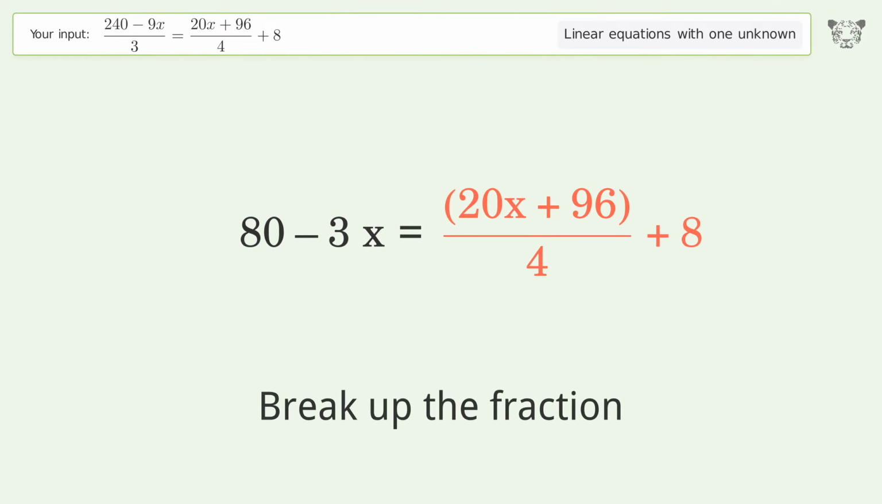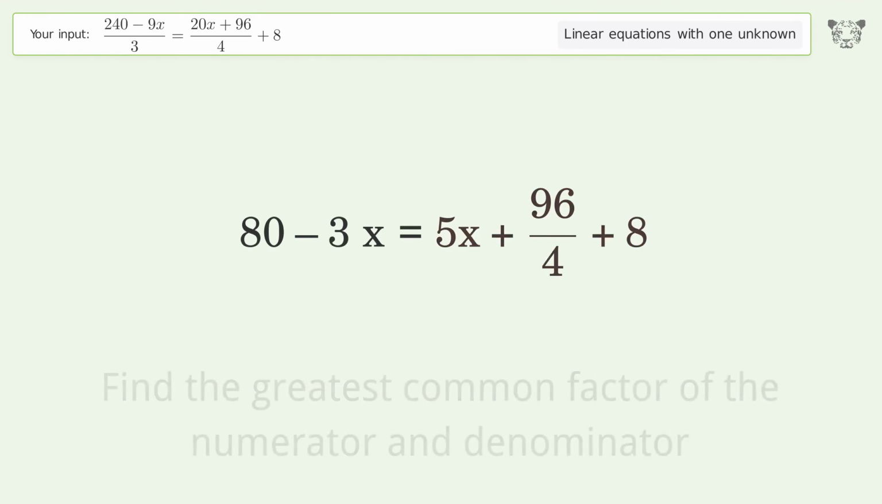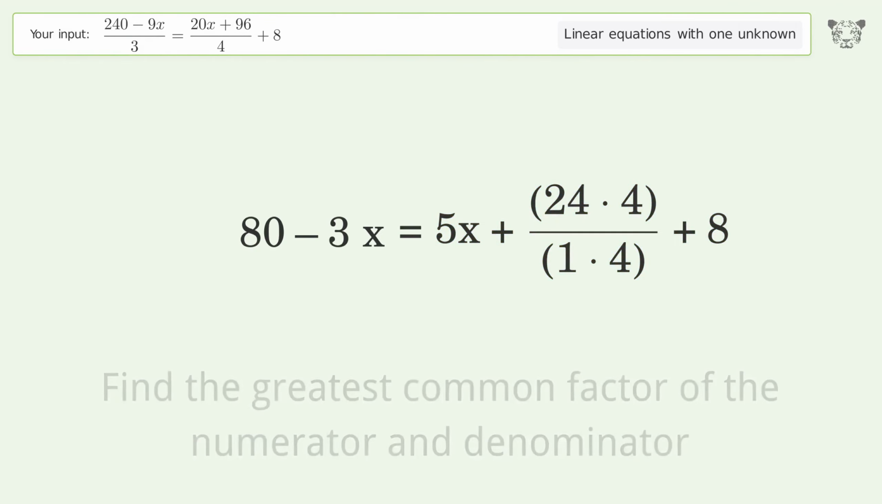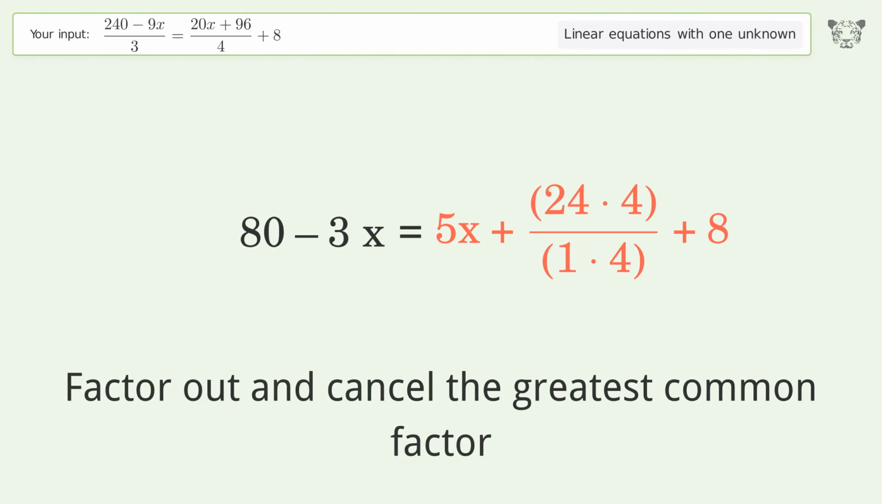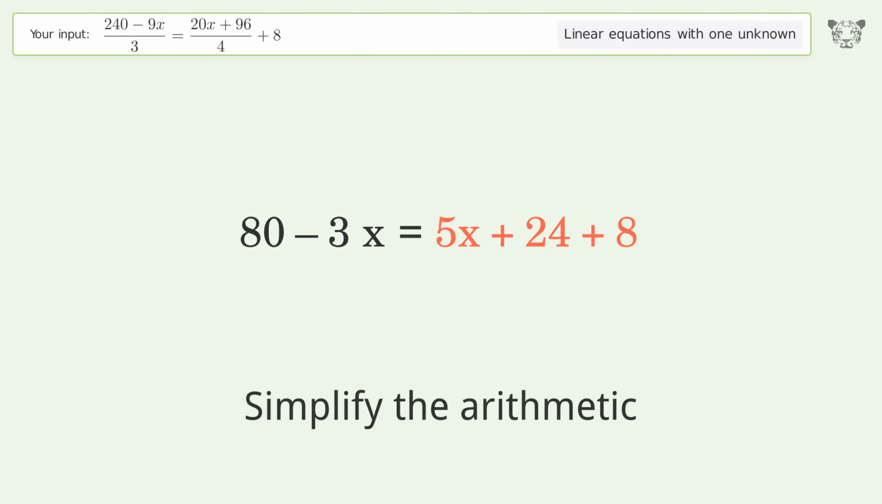Break up the fraction. Simplify the fraction. Find the greatest common factor of the numerator and denominator. Factor out and cancel the greatest common factor. Simplify the arithmetic.